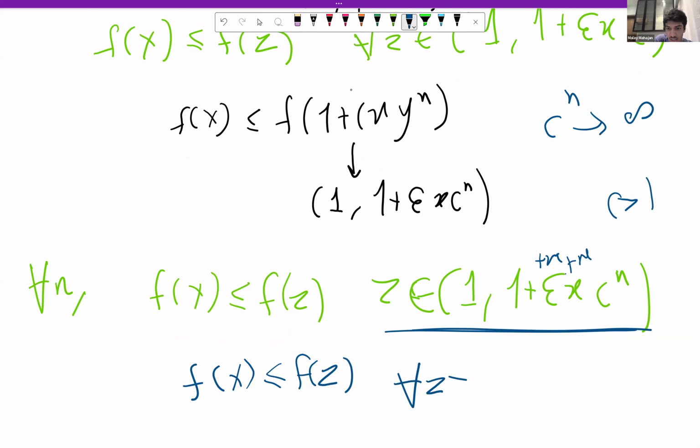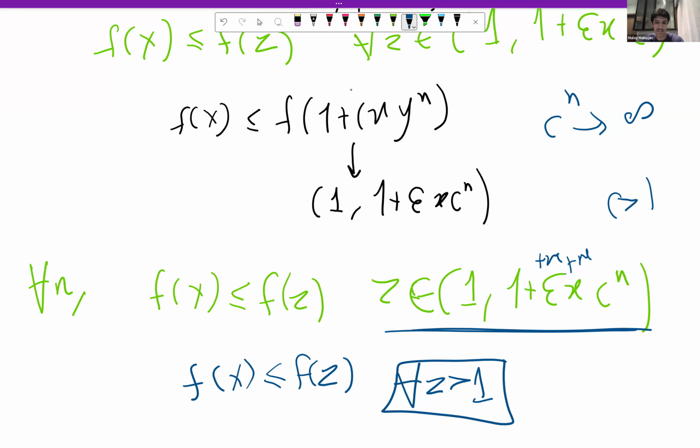For all z bigger than 1. Sir, can't we just have f of z equal to 1, in which case this won't be true? We can do the opposite for the opposite case, right? Yes, I'll come to that.